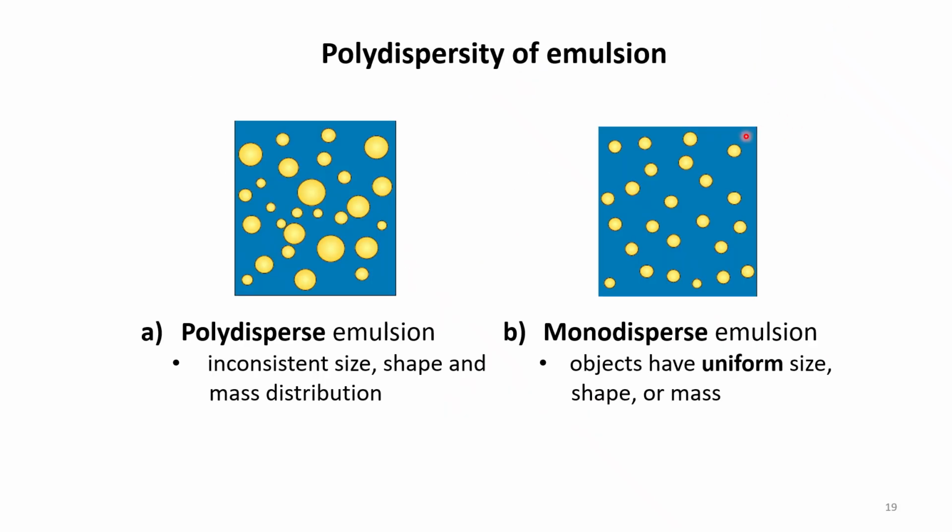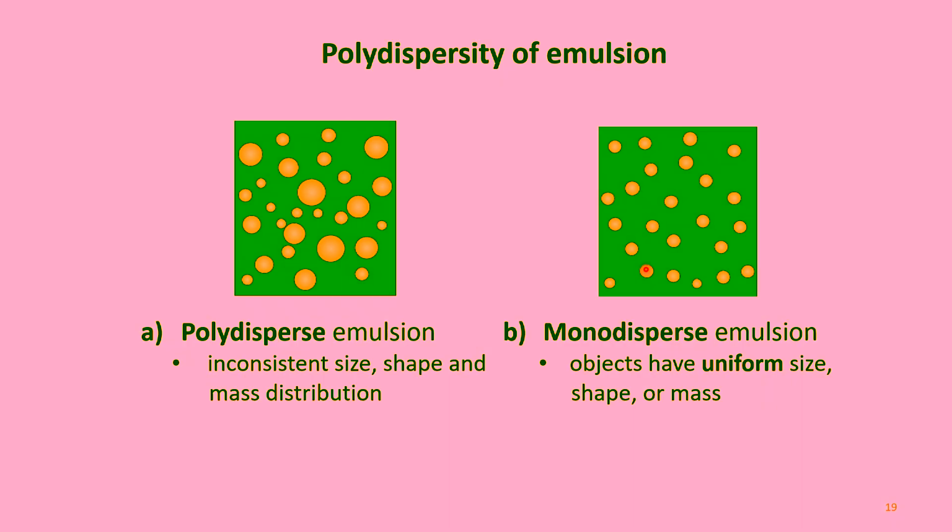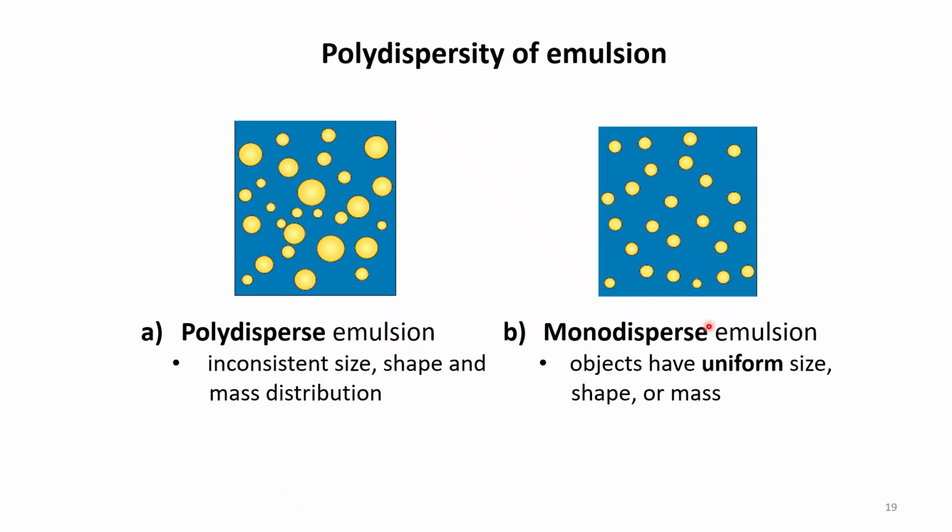Emulsions are rarely uniform. A polydispersed emulsion has inconsistent droplet sizes and shapes, while a monodispersed emulsion has uniform droplets. Generally, a narrower size distribution leads to a more stable system. So a system that has a polydispersed droplet size has a very large polydispersity index, while a monodispersed system usually results in a polydispersity index that is very low, for example around 0.2 or 0.1.